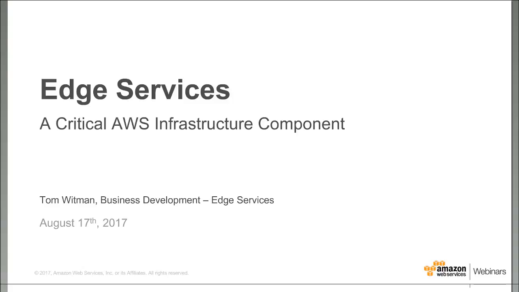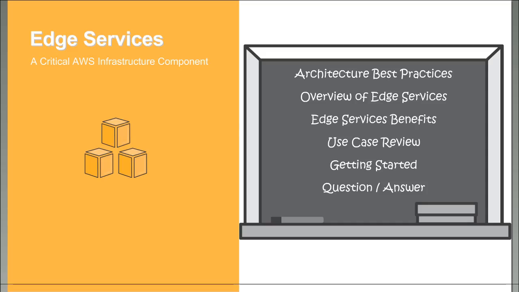I'm going to start off with the agenda. I've lined up the following. We'll go over some architecture best practices. We'll do an overview of what edge services are, since edge services are a collection of a number of services that we have at AWS. We'll go over some of the benefits of using those services in your application architecture. There are a couple of use cases we'll want to go over. We'll talk about how to get you started, because we've got a lot of traditional ways to get started, and we've been developing a lot of new ways for you to onboard with edge services. And then we'll reserve some time for questions and answers.